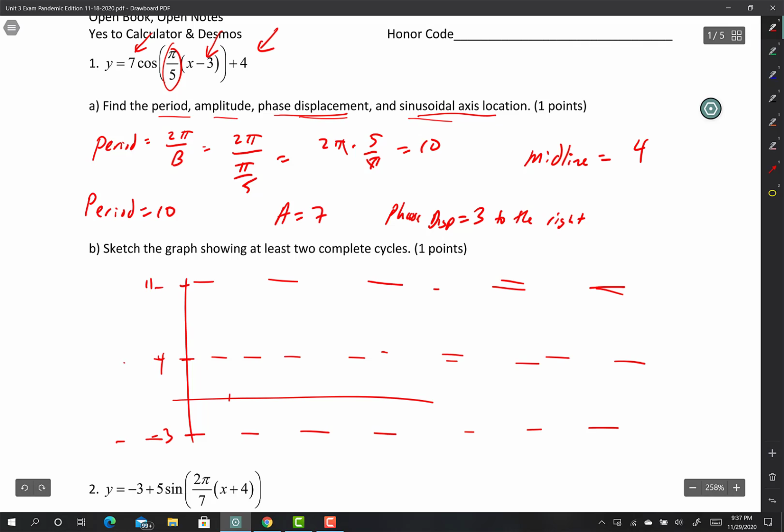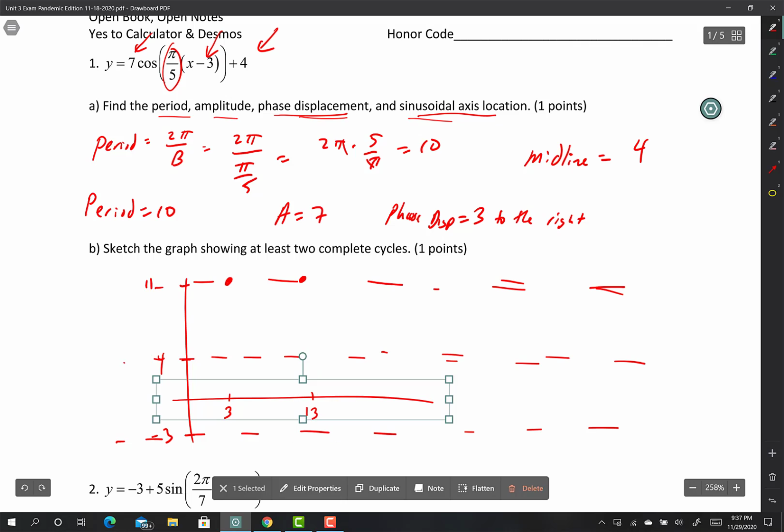So 3 to the right. So here I'm going to say that's 3. I have a max. And then every 10 I have another max. So that's going to be at 13. So at 13 I have another max. I'm going to see if I can keep it the same gap.